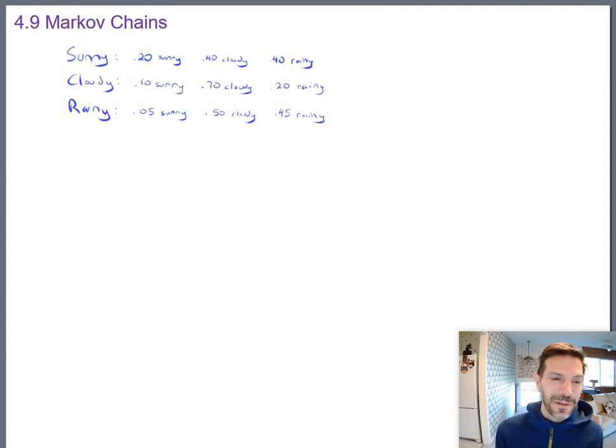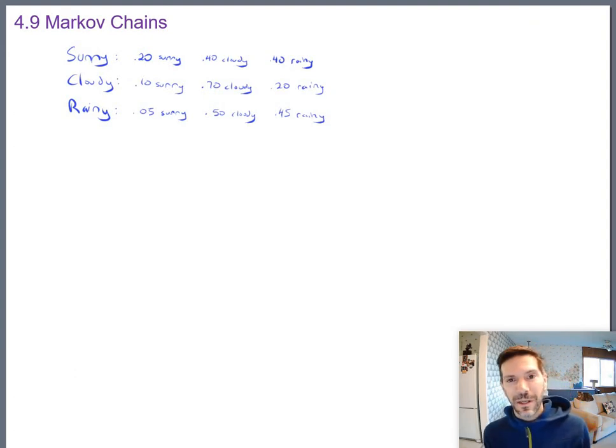But I just said, suppose that if today it's sunny, there's a 20% chance it'll be sunny tomorrow, because, hey, this is Washington. A 40% chance it'll be cloudy, and a 40% chance it'll be rainy. And I made up some numbers for cloudy and for rainy as well.